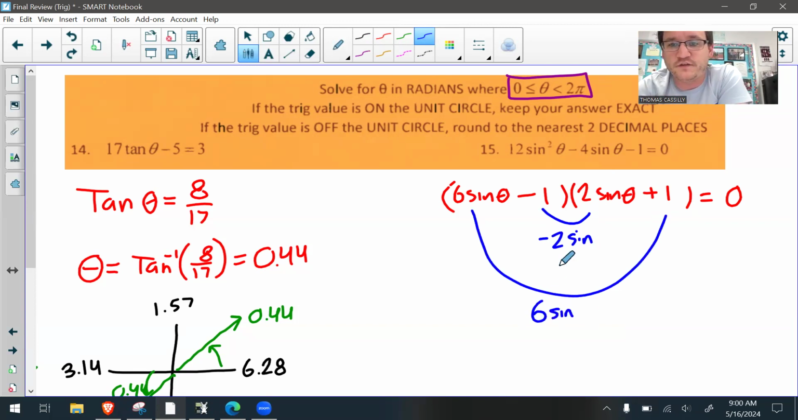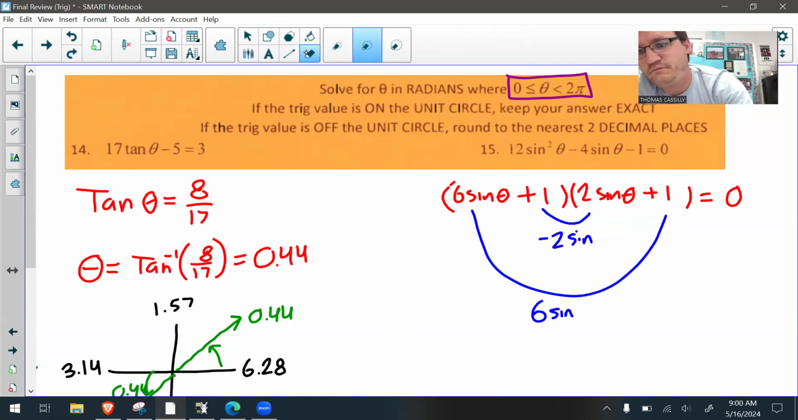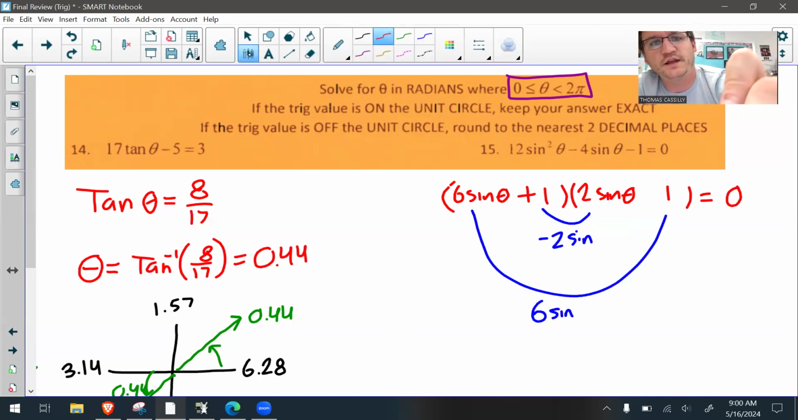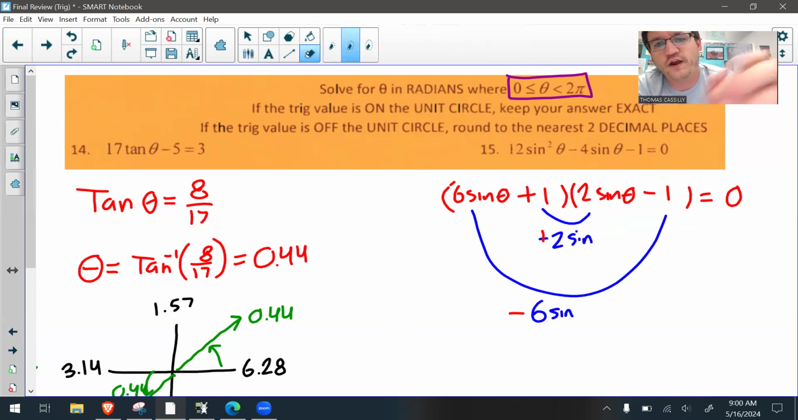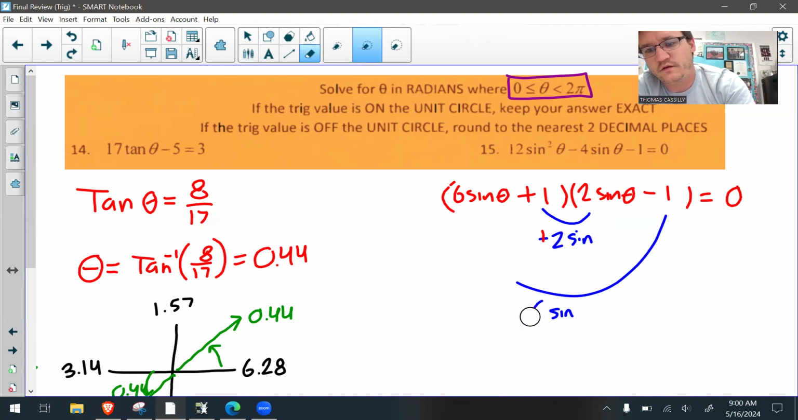6 minus 2 gives us that 4 there, but that would be a positive, so that tells me our signs are switched. So I need to make this one a positive, and I need to make this one a negative. When I do that, that's going to switch these signs, and that'll get us that -4 sine we're looking for. So this is the correct factoring of this quadratic, and now we're ready to move on.